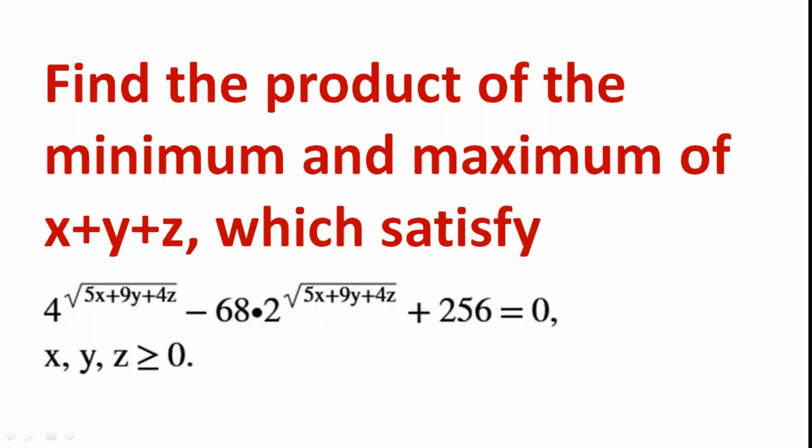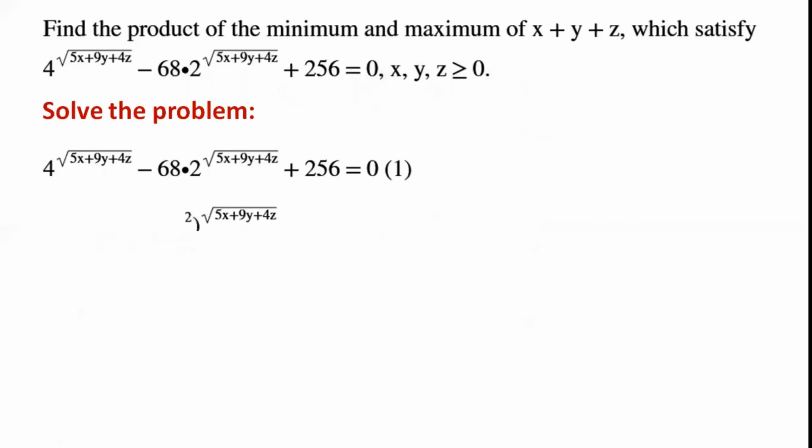Find the product of the minimum and the maximum of x plus y plus z, which satisfy this equation, where x, y, z are greater than or equal to 0. 2 to the power of root of 5x plus 9y plus 4z can be written as 2 to the power of 2, 2 to the power of root of 5x plus 9y plus 4z.